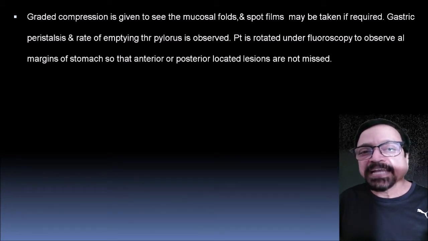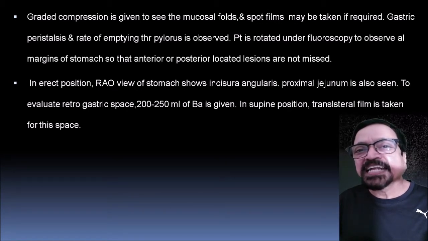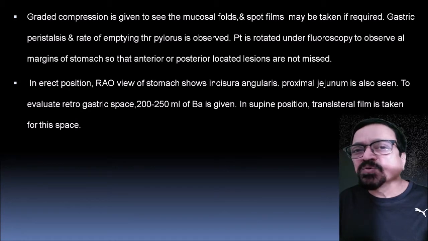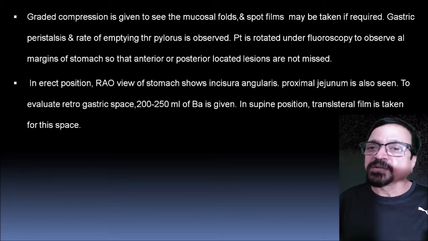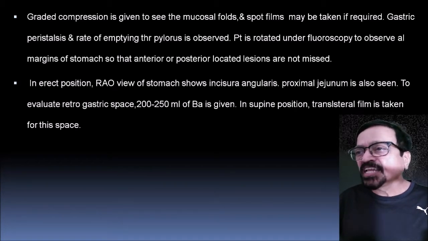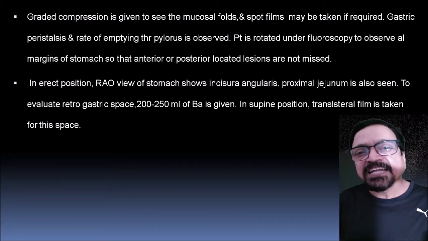First, you make up your mind as to where the pathology is by coating the barium properly. Then, in erect position, right anterior oblique view of the stomach is taken. For incisura angularis, the proximal jejunum is also seen to evaluate retrogastric space. Now again a further 200 to 250 ml of barium is given in supine position and films can be taken in translateral position.